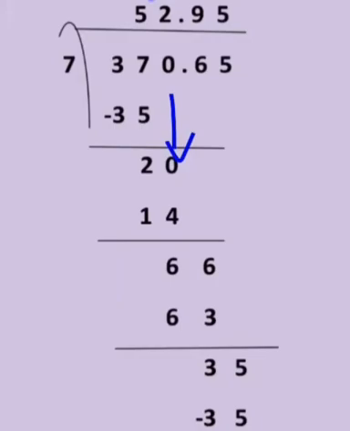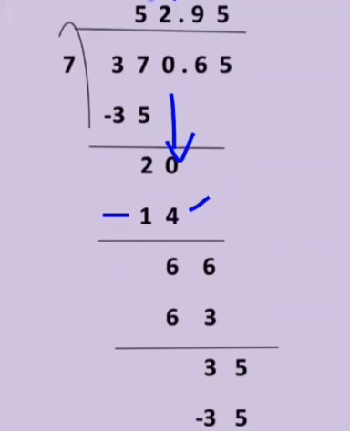How many times will 7 go within 20? 7 twos are 14, because 7 threes are 21, which is more than 20. We can't take 3 times. So 2 times. 7 twos are 14. So 20 minus 14, 6 is coming here.